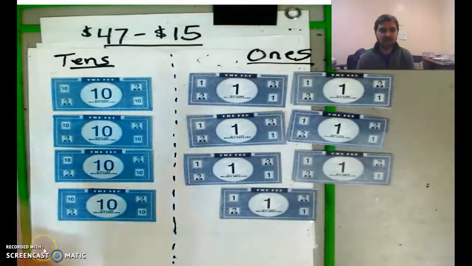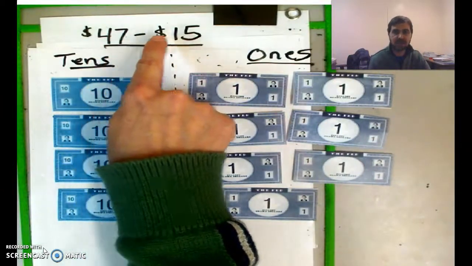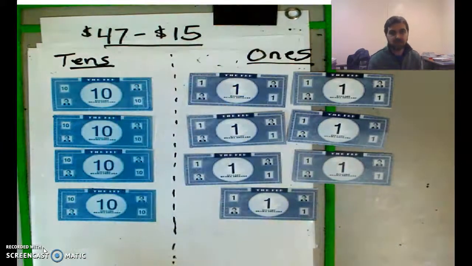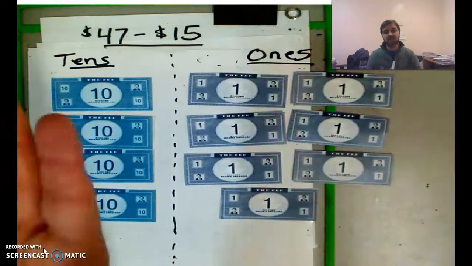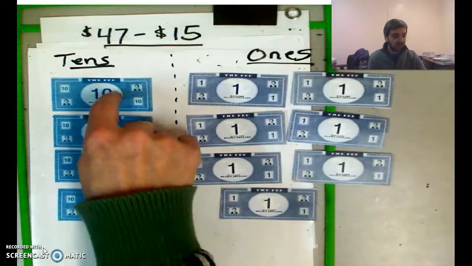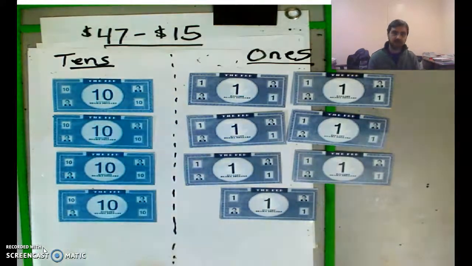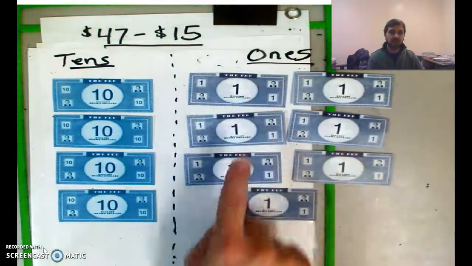So I've set up a problem here. It's $47 minus $15. So you could think of that in a variety of ways, but in this situation, let's say that I have $47 and I owe somebody $15. So I need to give them $15, okay? So here's my tens place. That means only tens can go here, right? So each one of these represents $10. 10, 20, 30, 40. And in the ones place, only the ones go.